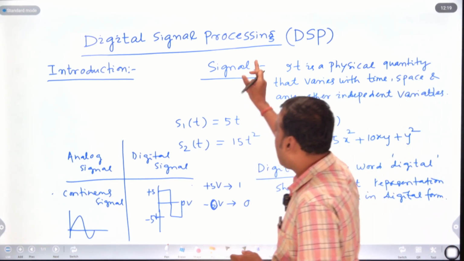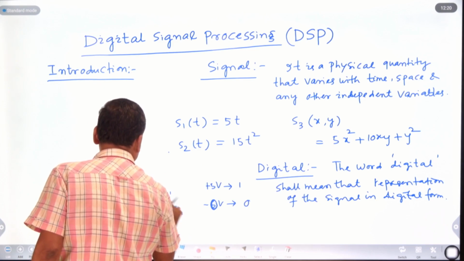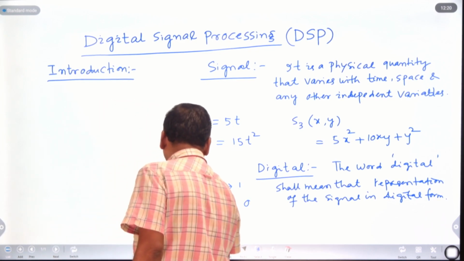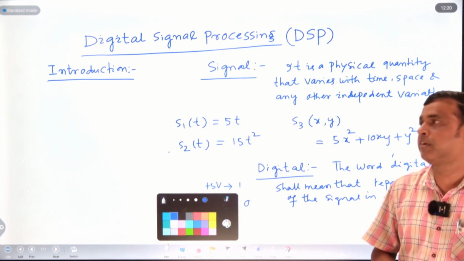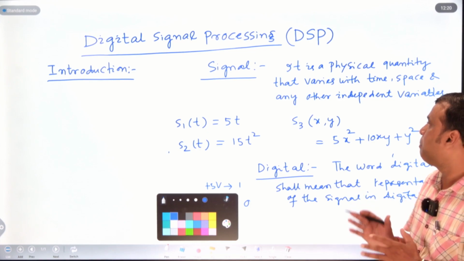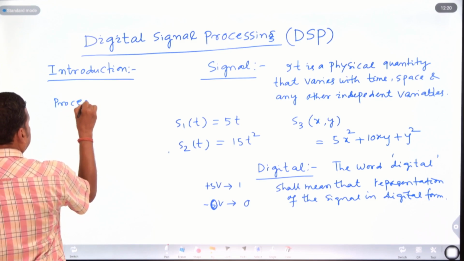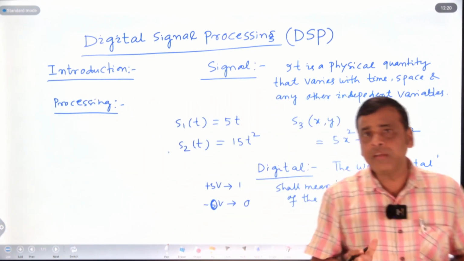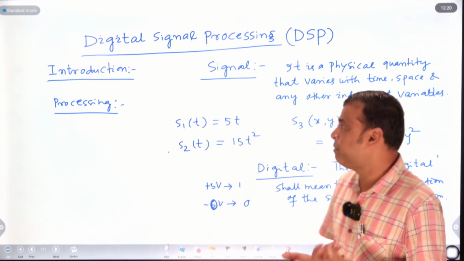So the third one is processing. What do you mean by processing? Digital signal processing. Processing can be done by means of special purpose processors. We have to process these discrete signals or digital signals. What do you mean by processing? Processing means operating in some fashion on a signal so that you will get some useful information.